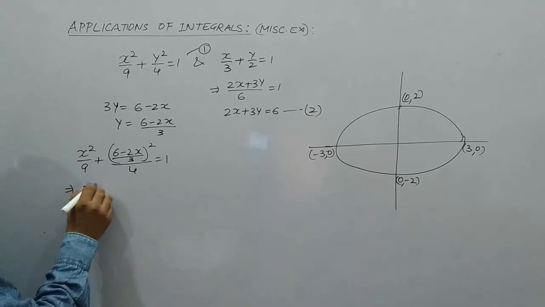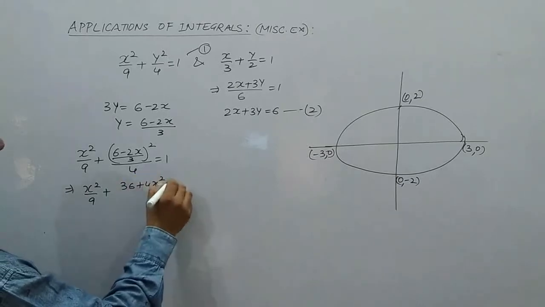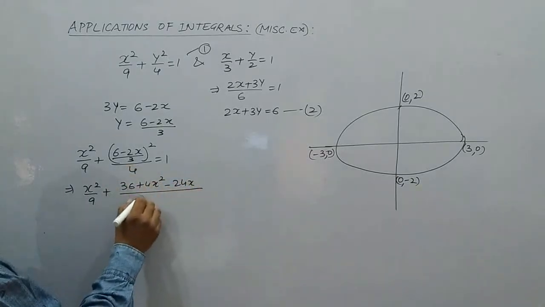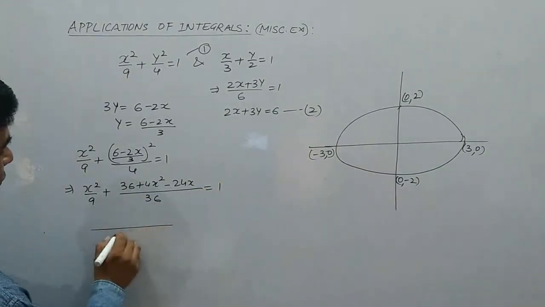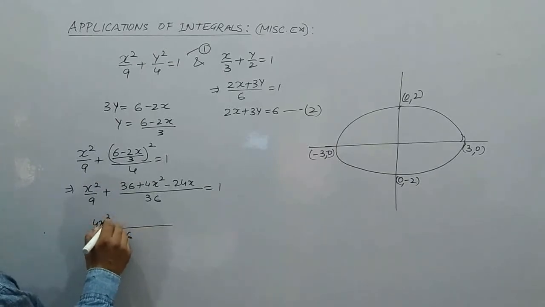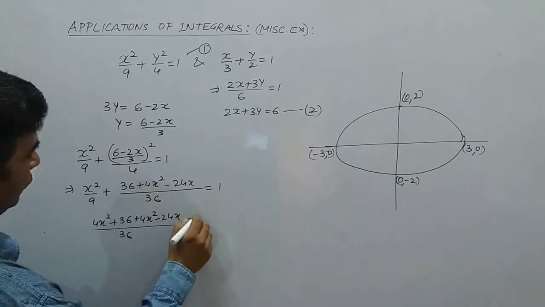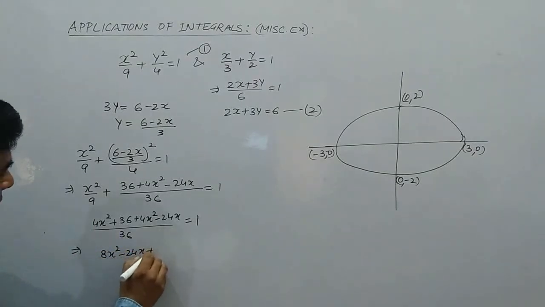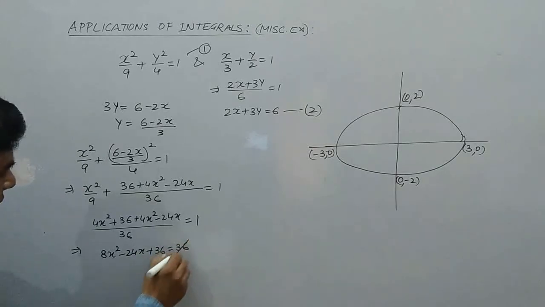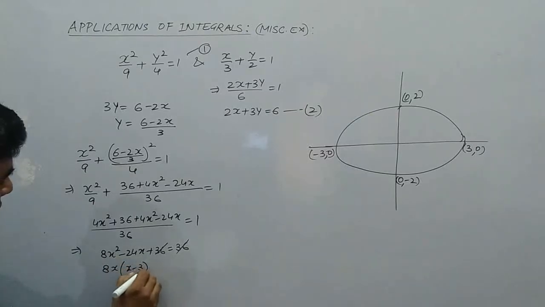Further it can be solved as x square by 9 plus (36 plus 4x square minus 24x) upon 9 into 4, this is 36, is equal to 1. Taking LCM as 36, this is 4x square plus 36 plus 4x square minus 24x is equal to 36, or simply 8x square minus 24x plus 36 is equal to 36. The 36 cancels out, so 8x is common: 8x into (x minus 3) is equal to 0, which implies x will be 0 or x will be equal to 3.